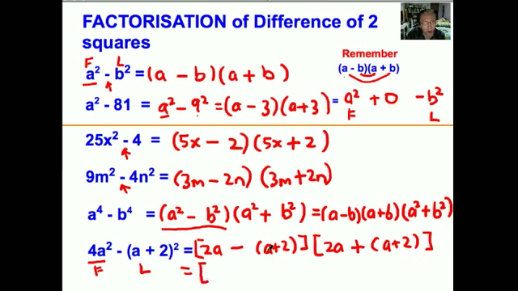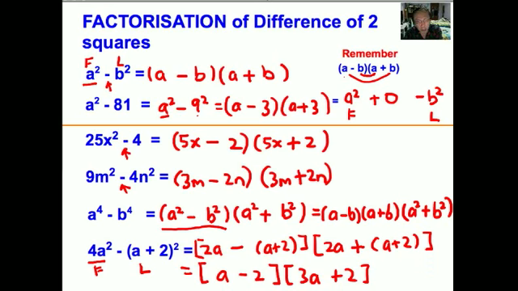We need to simplify the terms in the brackets. 2a minus a is a. Minus times plus is minus 2. 2a plus a is 3a plus 2. This is the final result.